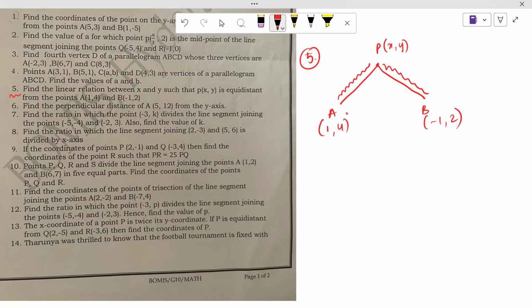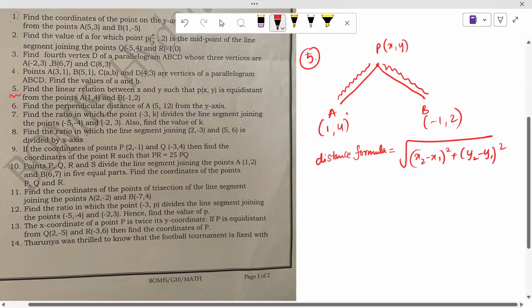So you have to apply the distance formula between A and P and B. The distance formula is root over (x2 minus x1) whole square plus (y2 minus y1) whole square.